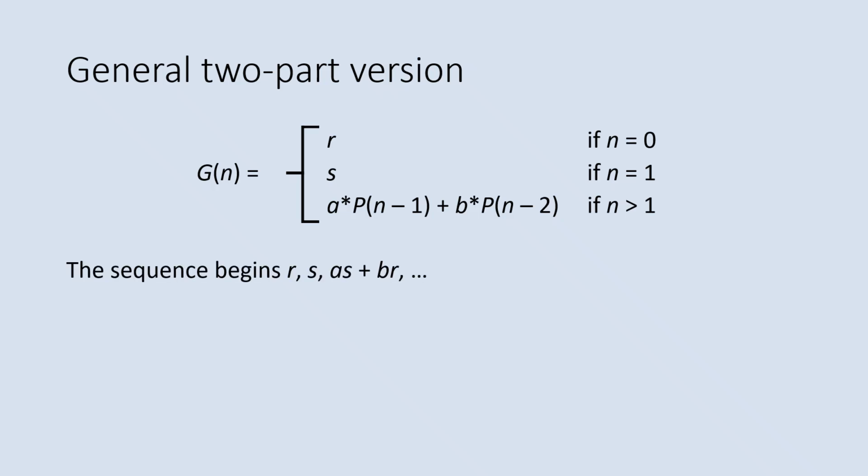This sequence would begin R, then S. The next value would be A times S plus B times R, because we go back 1 and then go back 2. And so this sequence has properties as well, depends on the R and the S and the A and B choices that we make. And so there is a way to describe what closed form solutions would look like for this, but that's kind of outside our focus right now. The idea is that lots of things can be described in a recursive way.